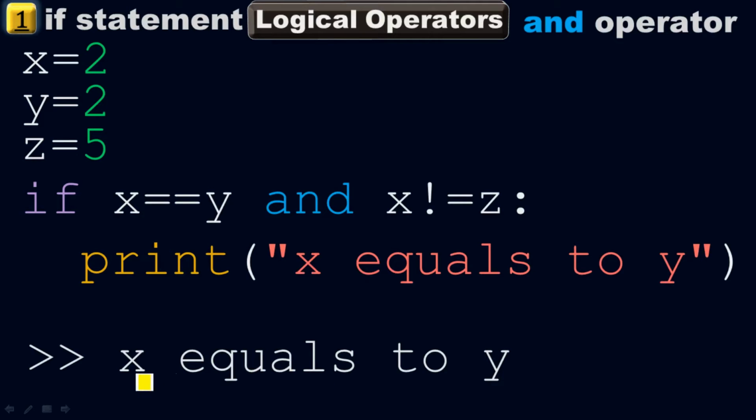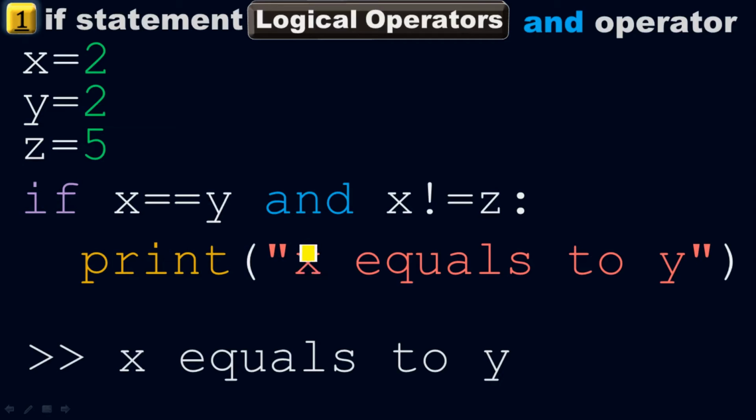We got the final output, which is x equals y. It will be printed only if this condition is true. For example, if I write if x is not equal to y and x equals z, then this condition won't be satisfied. You won't get the output here. Since both of the terms here are satisfied, we got the answer, which is x equals y.